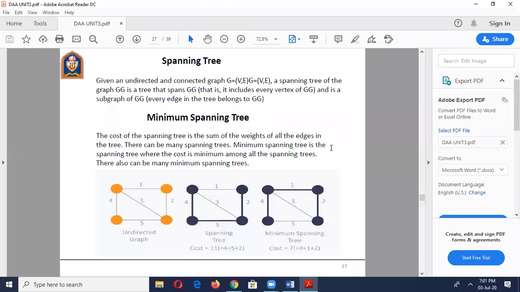Next, we are going to see about minimum spanning trees. The cost of the minimum spanning tree is the sum of the weights of all edges in the tree. There can be many spanning trees. A minimum spanning tree is the spanning tree where the cost is minimum among all spanning trees. There also can be many minimum spanning trees. So here they gave an undirected graph.